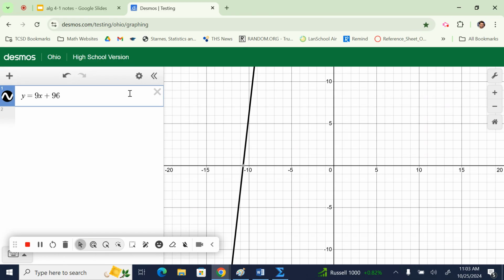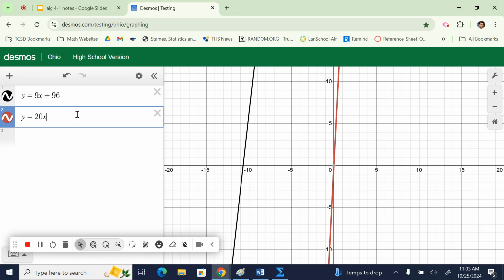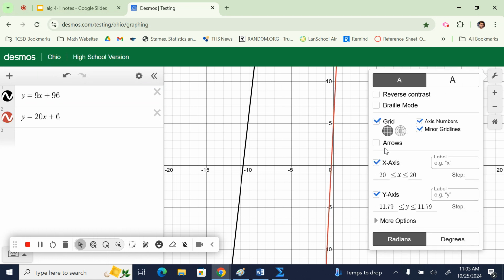Now, this is a word problem, right? Word problems take place in the first quadrant. So in a second, we're going to move the scale, because for a word problem, we typically don't use the generic scale that Desmos gives us. Okay, so for the second equation, y equals 20x plus 6. Okay, so now let's come over here to this thing called the wrench. So this is the graph settings.